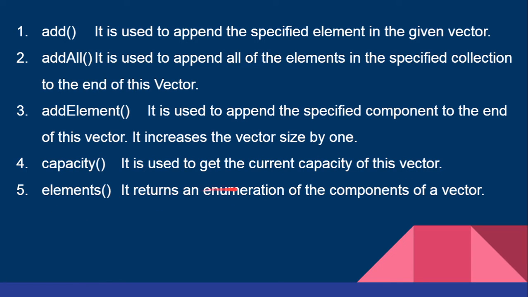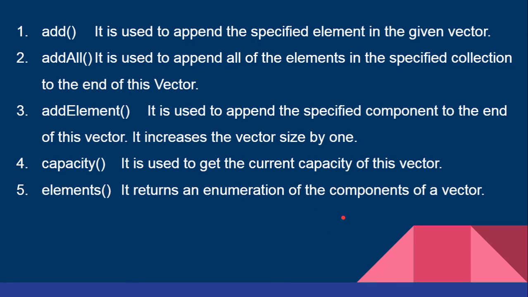Elements returns an enumeration of the components of the vector. When you apply the elements operation on an object, it will return an enumeration. Enumeration means it will number the elements. Suppose we have 10 components in the vector, it will create an enumeration, which starts the value with 1, 2, 3, or we can also start with any value as we wish. We can start the enumeration with 5, 6, whatever you want. The enumeration can start in a variable manner also.